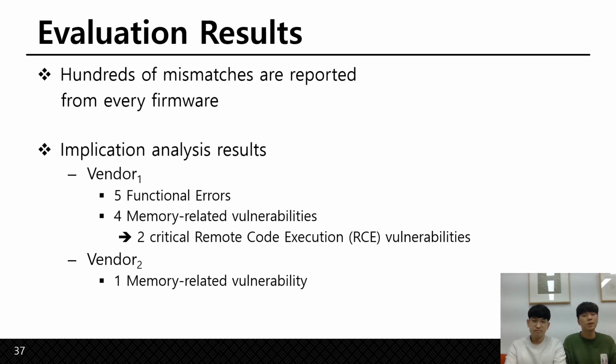As a result, BaseSpec reported hundreds of mismatches from all firmware. By analyzing those mismatches, we found 10 previously unknown error cases. For vendor 1, we found 5 functional errors and 4 memory-related vulnerabilities, including 2 critical IC vulnerabilities. For vendor 2, we found 1 memory-related vulnerability.